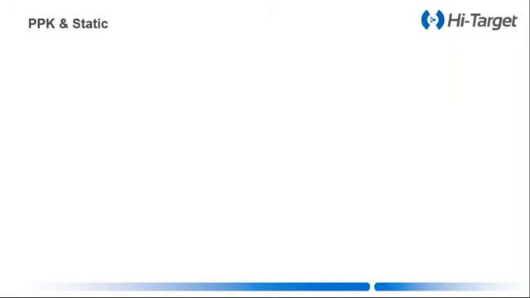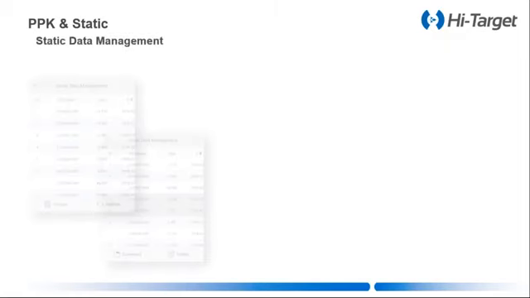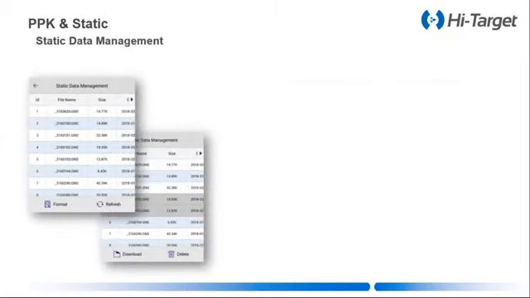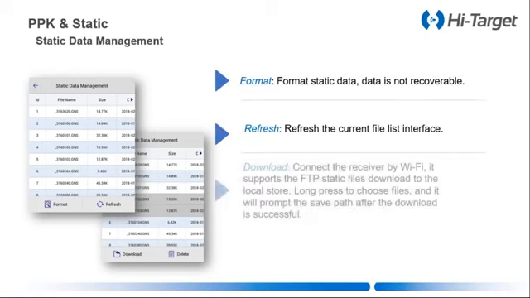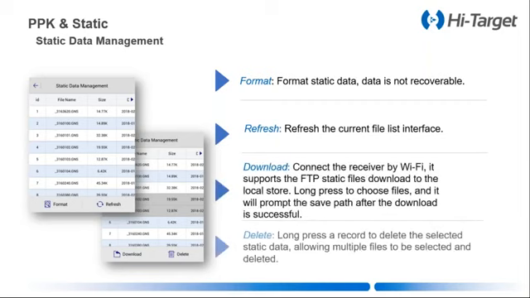Static data management. We can add all of the static files and search all of the static files. But how is the download? Just connect the receiver by Wi-Fi. It supports downloading the static file to the controller. So sometimes we don't have the USB cable on hand. This method will be helpful for us to get the static file.